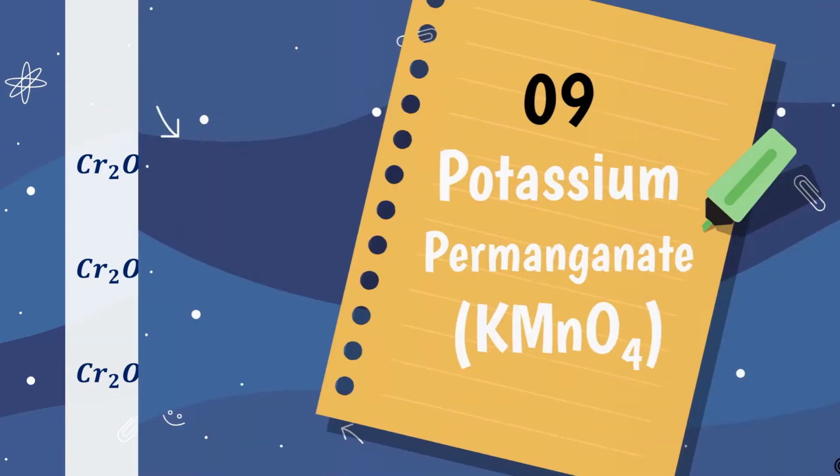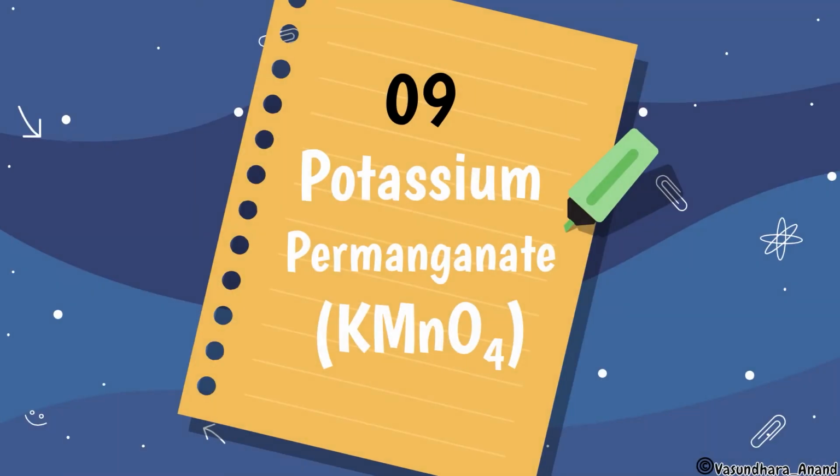Okay. Now potassium permanganate. Potassium permanganate is KMnO4, and in the practical it has major use.